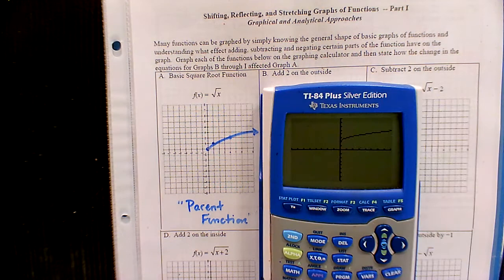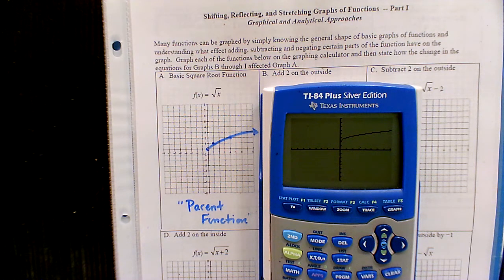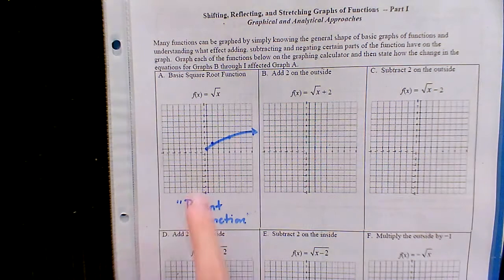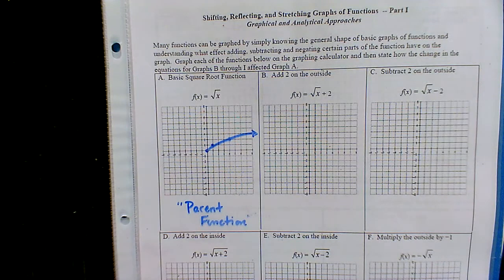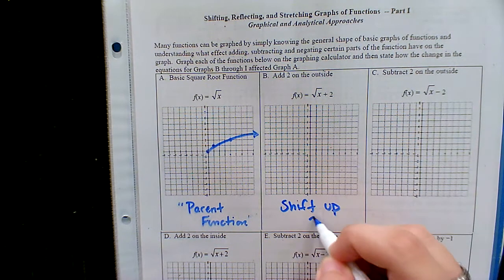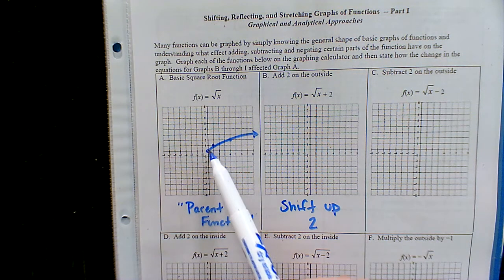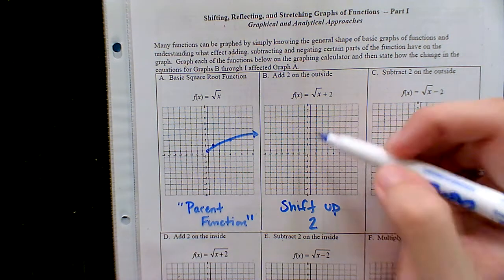Take a look at the graph based off the calculator. How do you think this parent function transformed? Can you describe the movement? What did that adding 2 on the end do to the graph? Good, Maddie? It moved the starting point up 2. It moved not only the starting point, but every other point. So this is a shift up 2 units. We're going to take every point on this parent function that we drew and just shift it up 2 units.